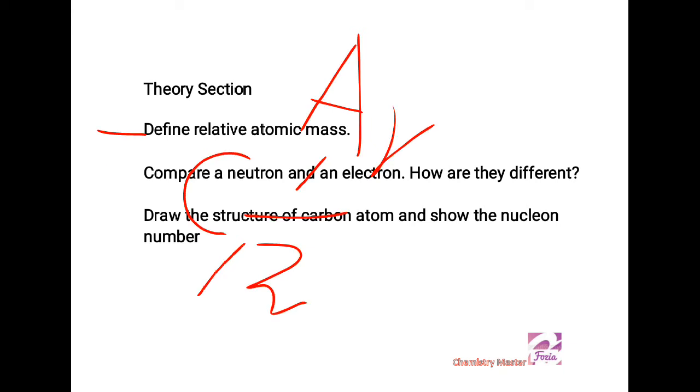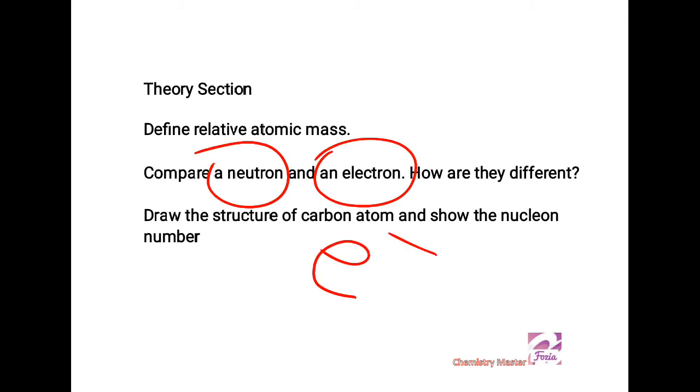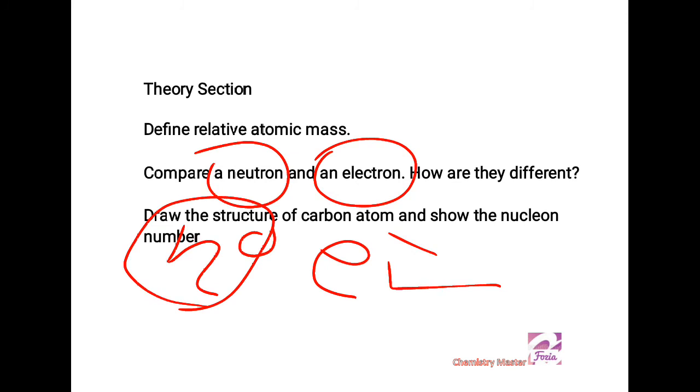The next is: compare a neutron and an electron, how they are different. First, you must be very confident in subatomic particles. You must know their names and their properties. You know that the electron is a subatomic particle which is negatively charged, and the neutron is a particle which has no charge on it. The second difference is in their positions. The electrons do not rest in the atom. They keep on revolving because they have very high kinetic energy and very negligible mass. But the neutron is the neutral particle, and it is the heaviest particle out of the 3 subatomic particles: electron, proton and neutron. So it stays in the nucleus.